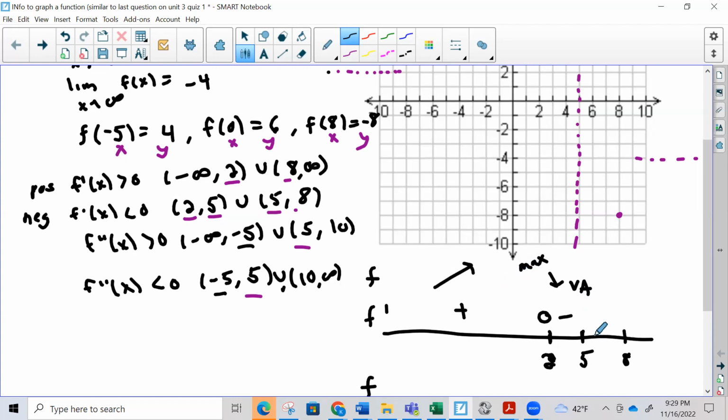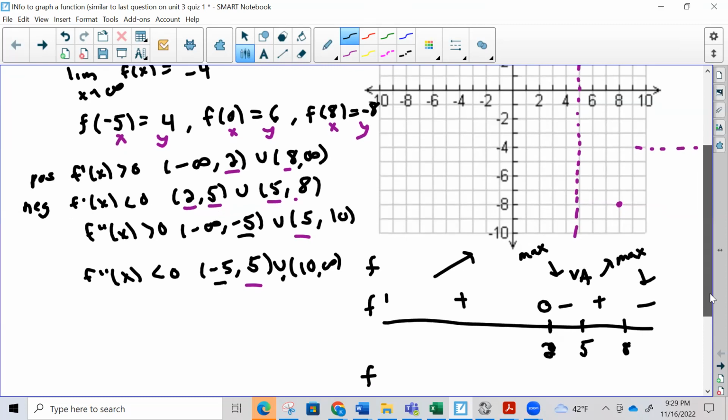And then from 5 to 8, we know the derivative is positive, so it's increasing. And then from 8 to infinity, we know that it's negative and decreasing. The vertical asymptote is not a max or a min, but at x equals 8, we know it's increasing and then decreasing. So that's going to be a max, again because that's part of our domain. So that helps me figure out where it's increasing, decreasing, the max and the min.